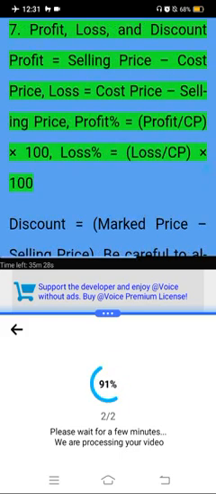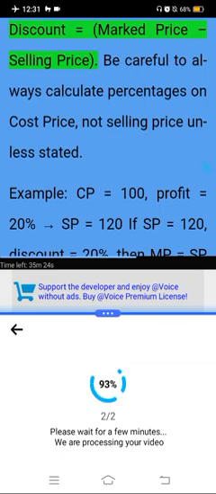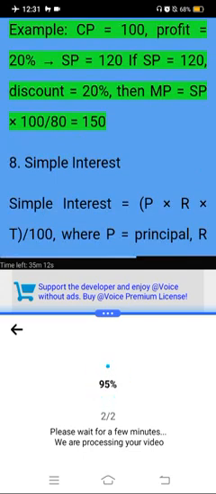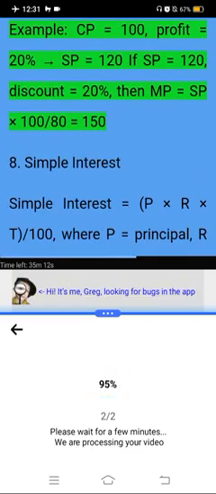7. Profit, loss, and discount. Profit equals selling price minus cost price, loss equals cost price minus selling price, profit percent equals profit/CP × 100. Loss percent equals loss/CP × 100. Discount equals marked price minus selling price. Be careful to always calculate percentages on cost price, not selling price, unless stated. Example: CP = 100, profit = 20% → SP = 120. If SP = 120, discount = 20%, then MP = SP × 100/80 → MP = 150.